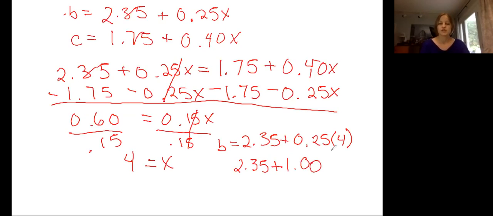So 2.35 plus 25 cents times 4 for my x is $1, and I get $3.35, which is answer choice D.